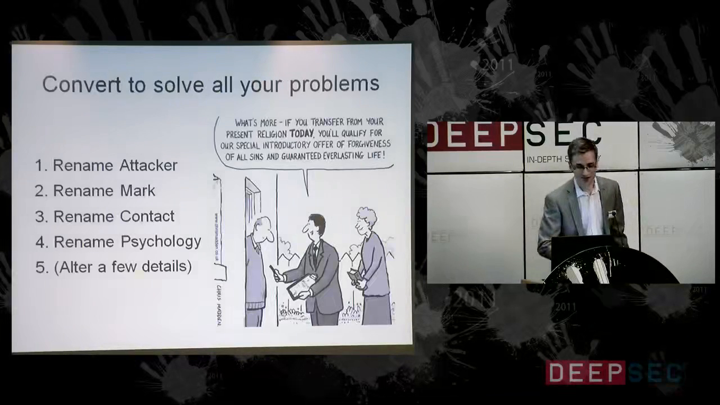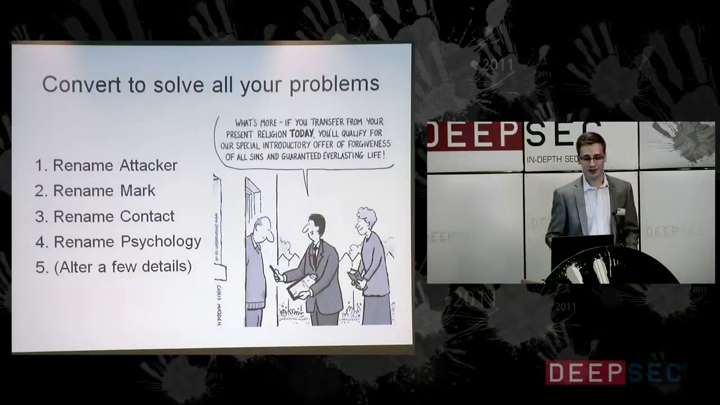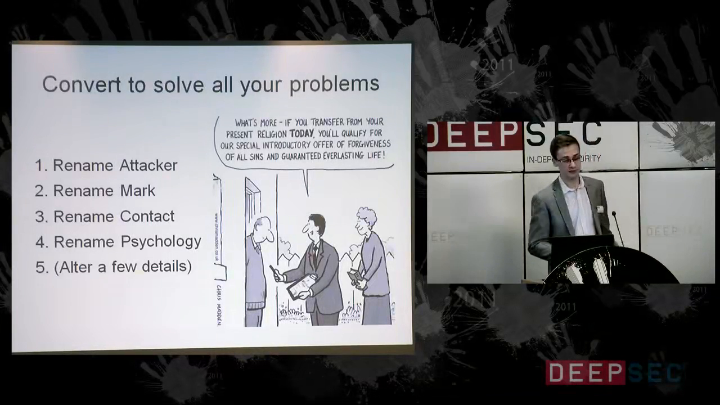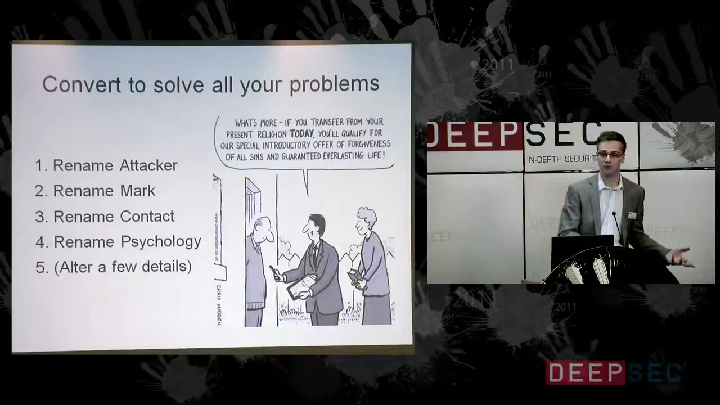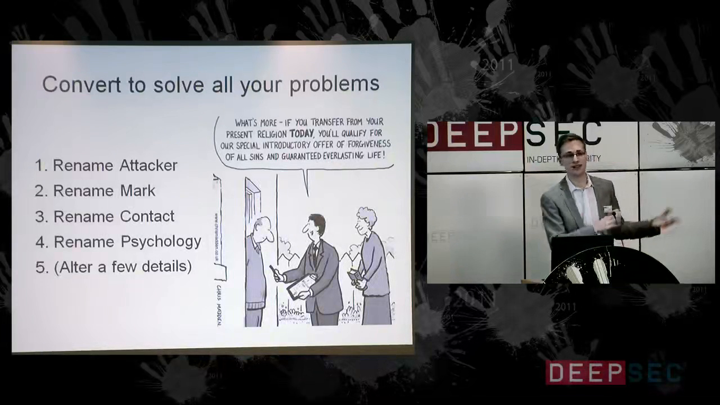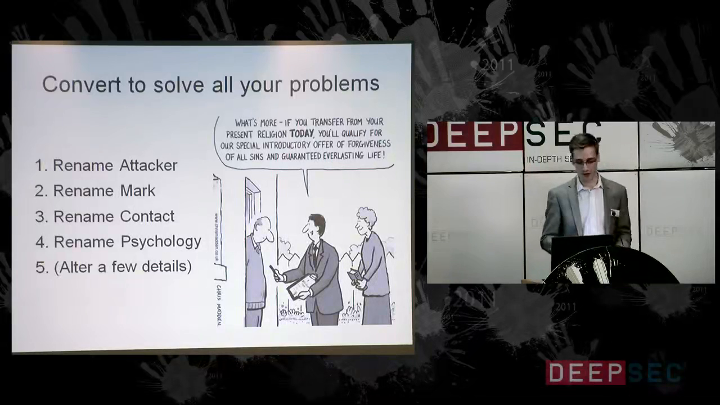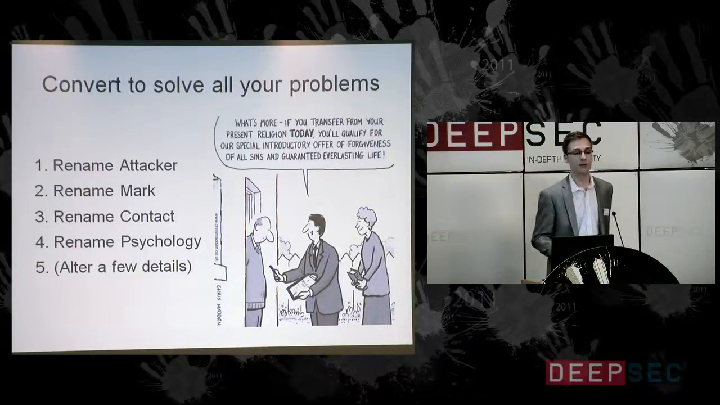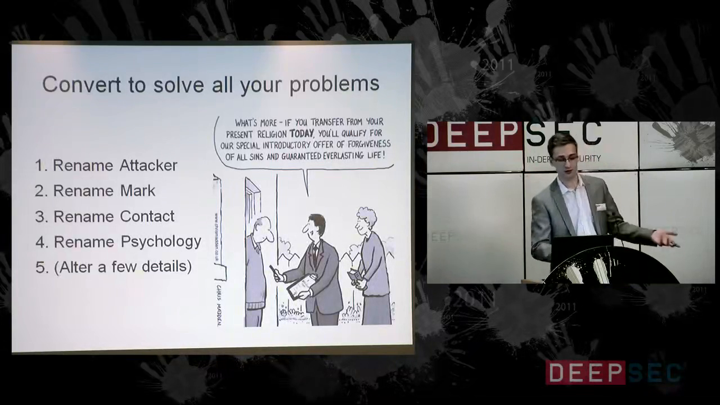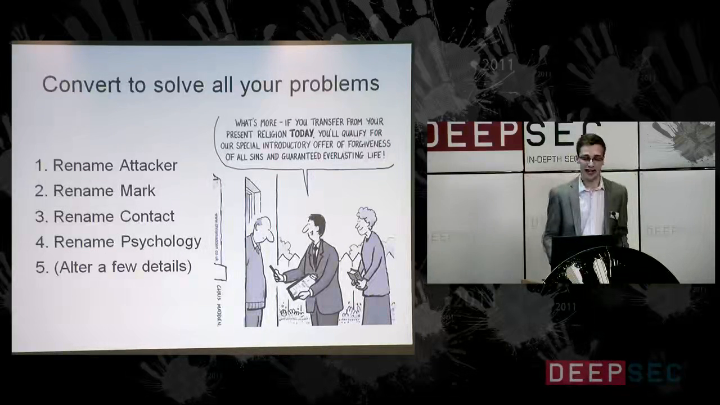To do this, it's rather simple. We just do a bit of translating on the models. You don't have an attacker, you have a hacker. You don't have a mark, you've got a system. Now, we don't need to specify whether it's a network, a web app, a system of some description. You don't contact a system, you connect to it. Psychology becomes hacking, and you alter a few details so it reads nicely.